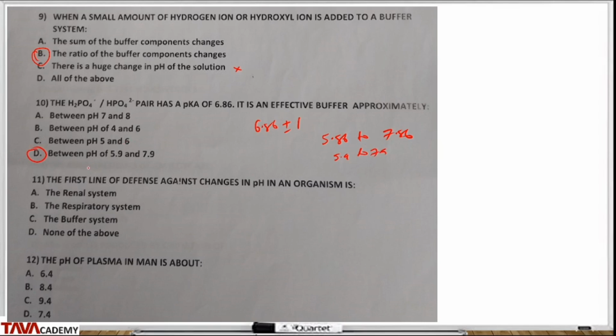Question 11 says, the first line of defense against changes in pH in an organism is the buffer system. That's the first line of defense. So that's the buffer system, option C. Question 12 says, the pH of plasma in man is about 7.4. The range is 7.35 to 7.45. So the average is 7.4.